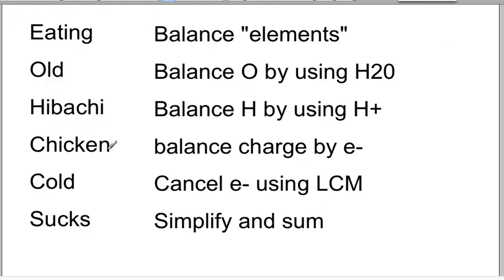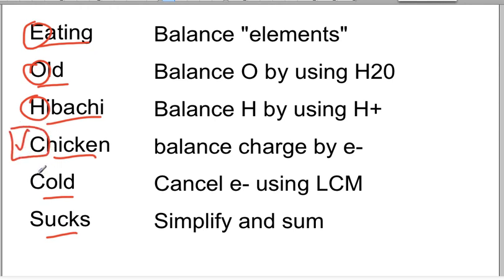All right, last thing you need to be able to do, I use a quick little thing to remember. It's called eating old hibachi chicken cold sucks. E-O-H, check C, I'll explain that in a second, C-S. So if you write this on your test, you'd go E-O-H-C-C-S. It's a quick little way to remember what the different steps are.